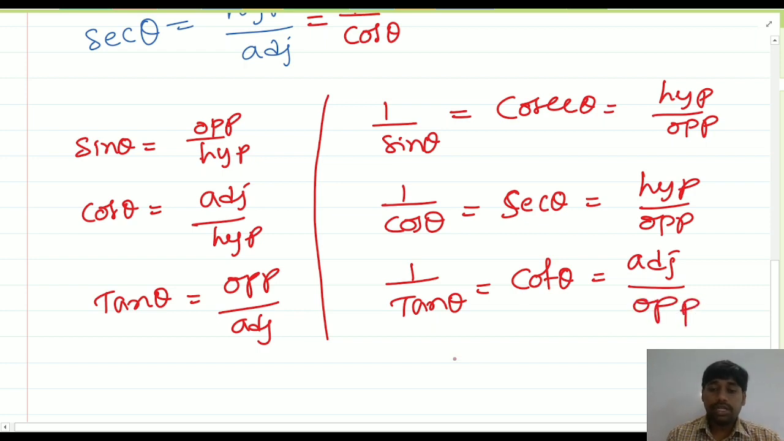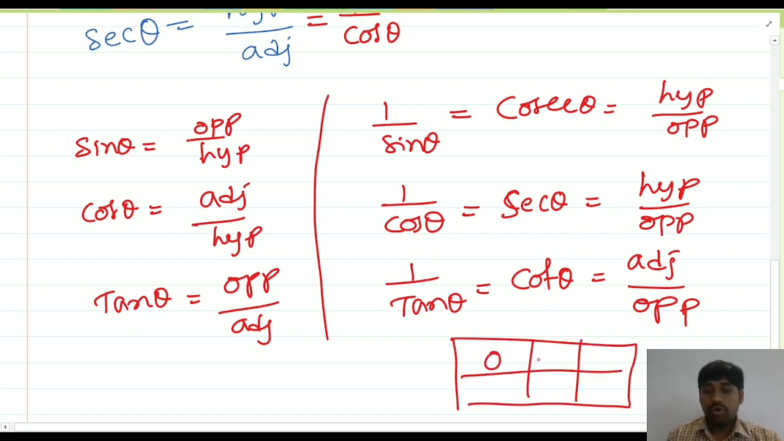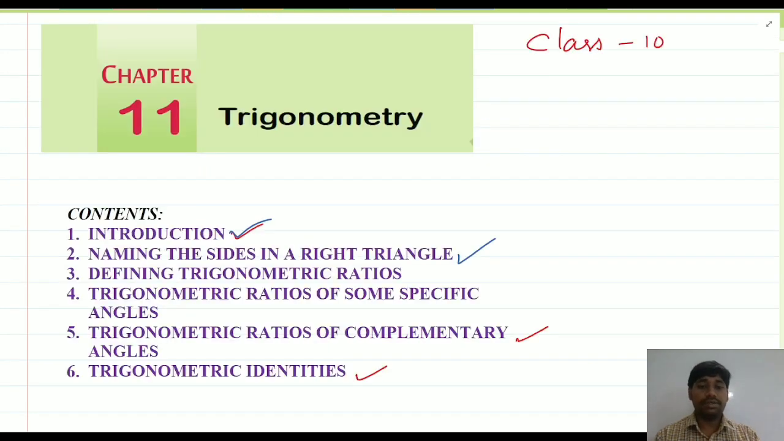So how to remember easily? A simple table: O A O, H H A. With this table we can remember the trigonometric ratios and their names easily. Okay, naming is completed. Next, this is done. The third concept, defining trigonometric ratios, is completed. In the next class we will see the remaining concepts.